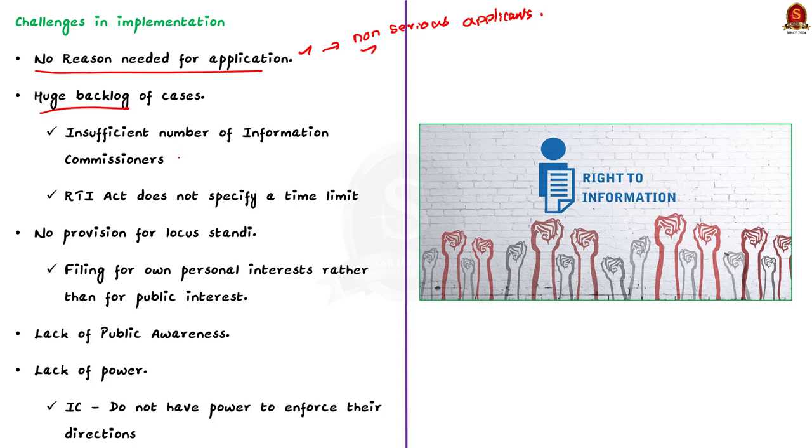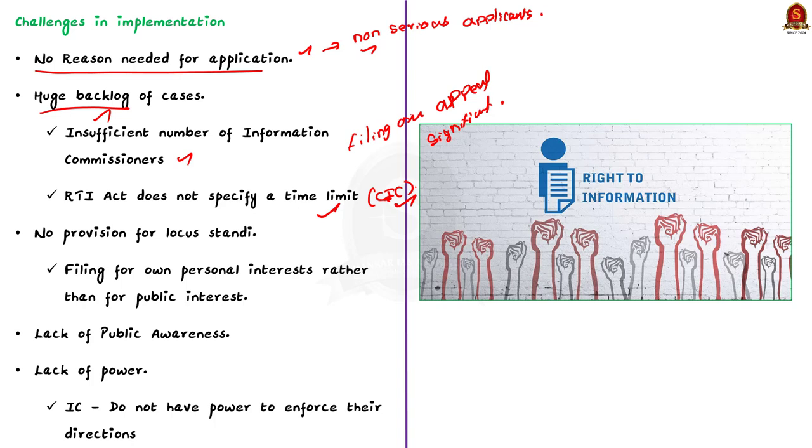Due to insufficient number of information commissioners at the central level, there is a high backlog and delay in the hearing of the cases. Further, because of poor quality, incomplete and inaccurate information, filing of appeals increases significantly under the RTI Act. Also, the RTI Act does not specify a time limit within which the second appeal to the Central Information Commission must be heard. This means the CIC has the discretion to decide how long it takes to hear an appeal. Due to this, the applicant has to wait for months in order to have his or her case heard by the Central Information Commission.